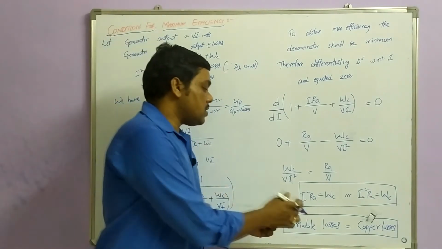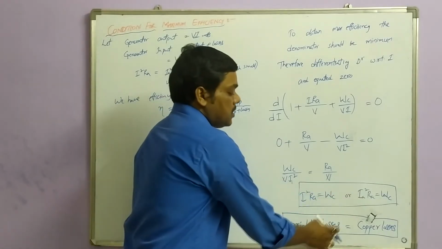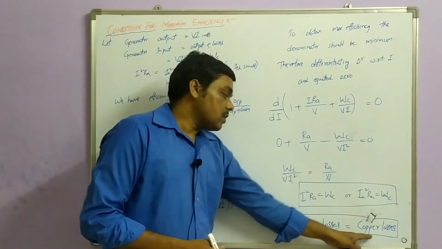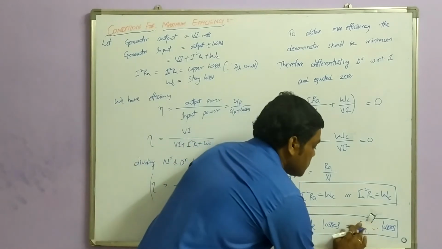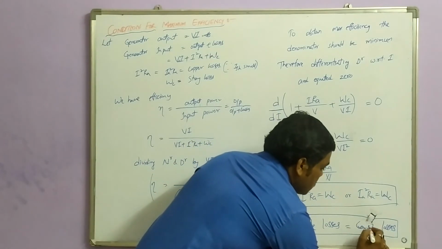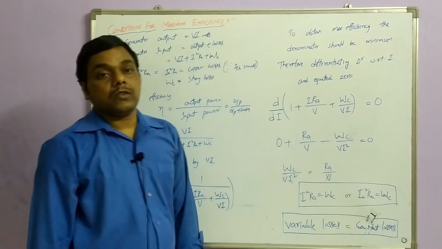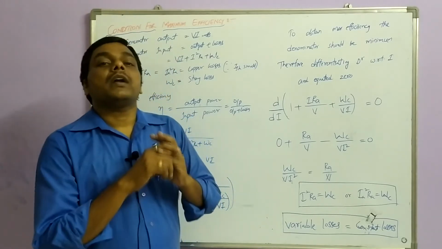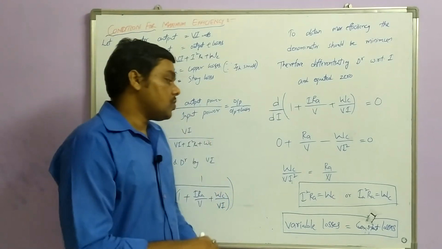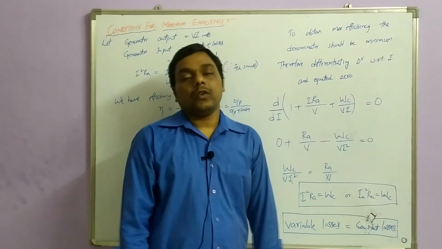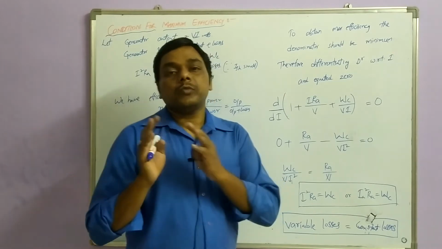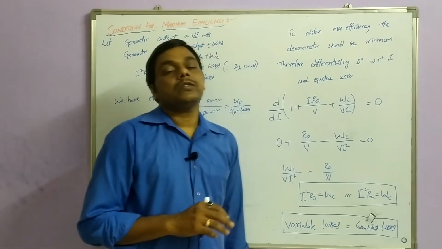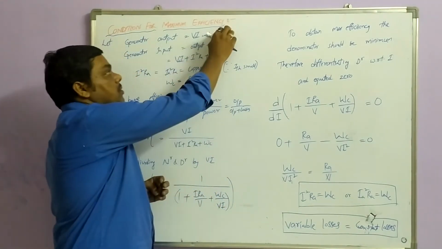So you have to adjust the armature current so that the copper losses are equated to the constant losses. Variable losses is equal to constant losses. What are the constant losses? Iron losses plus mechanical losses. And if it is a shunt motor, you can also include the shunt copper losses. So the armature current has to be adjusted like that: constant losses equal to variable losses. Now we will get the maximum efficiency.